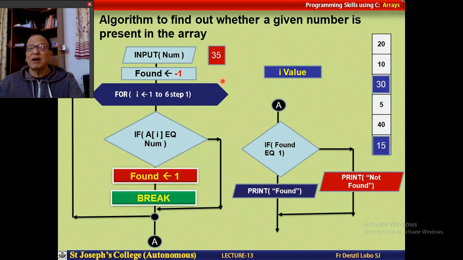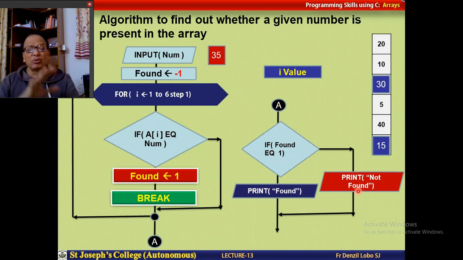But suppose I input the number 35. Found is equal to -1. As you see, I will go through the whole list. Every time I'm going to skip. Every time I have come to A of 6 equal to number 35? No. Then I becomes 7. Still I have not found it. I come out of that. Found is still equal to -1. Therefore, I say 35 is not found in the list. So this is how we are going to do what is called the linear search.